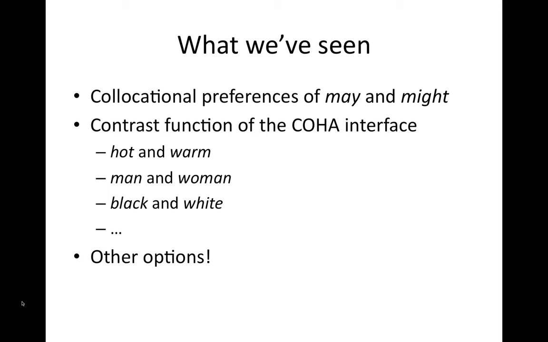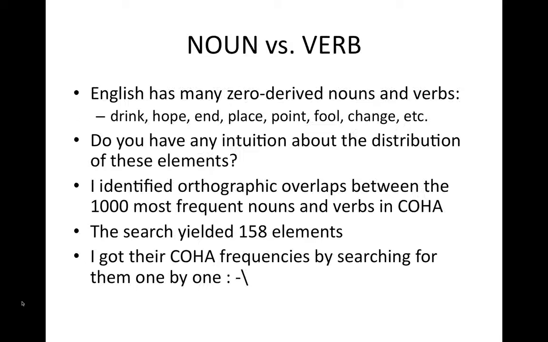But there are lots of other options that maybe require a little more data processing, but they're certainly worth exploring. So one thing that I'd like to show you concerns zero-derived nouns and verbs. English has lots of elements like drink, hope, end, place, point, fool, change, and so on and so forth that can be used as both a noun and a verb. So there is change, but you can also change things.